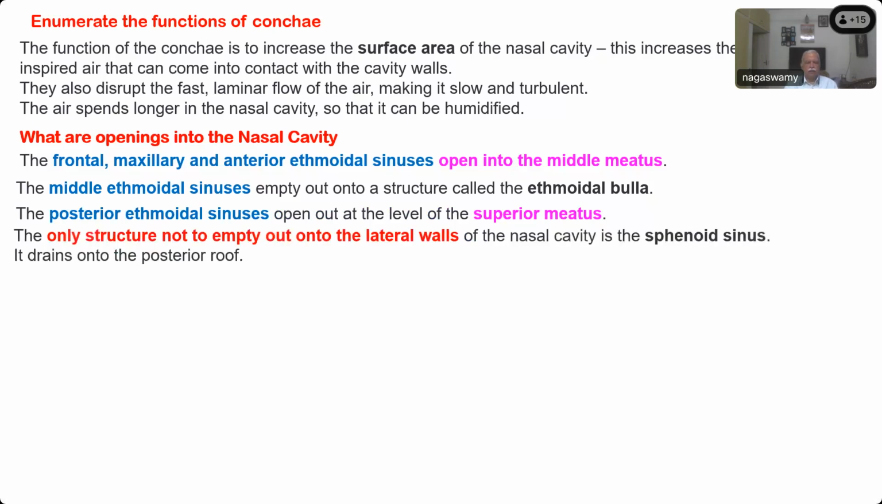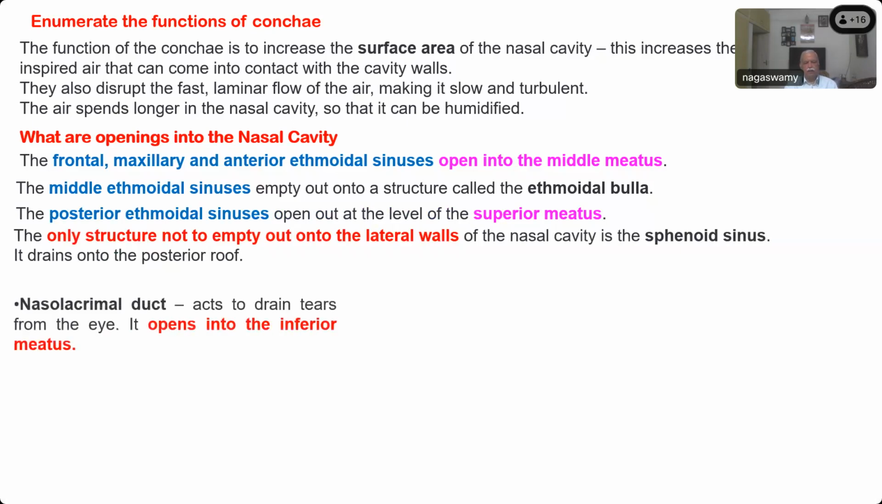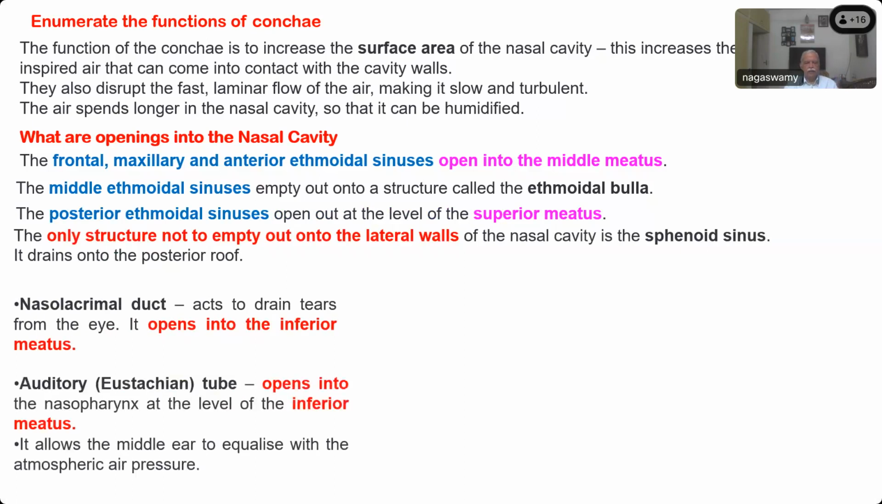The only structure not to empty into the lateral wall is the sphenoid sinus. It drains into the posterior roof of the nose. And the nasolacrimal duct, which drains tears, also opens into the inferior meatus, and the Eustachian tube opens into the nasopharynx at the level of the inferior meatus. So in the inferior meatus, we have two openings. One is the nasolacrimal duct and another is the Eustachian tube or auditory tube.